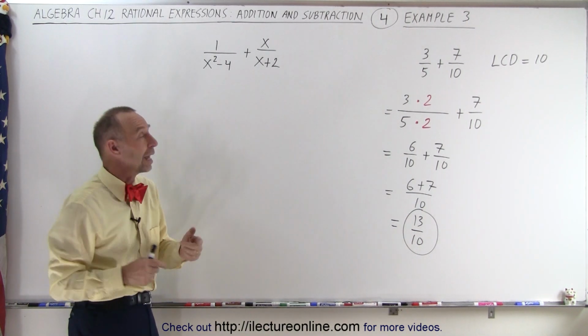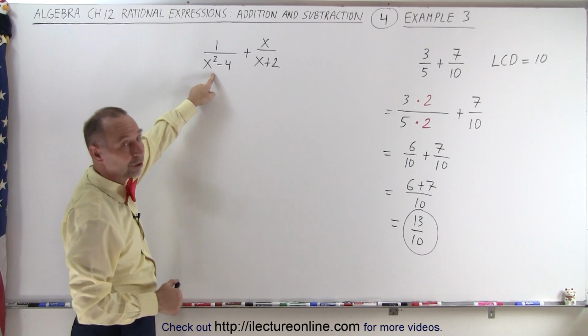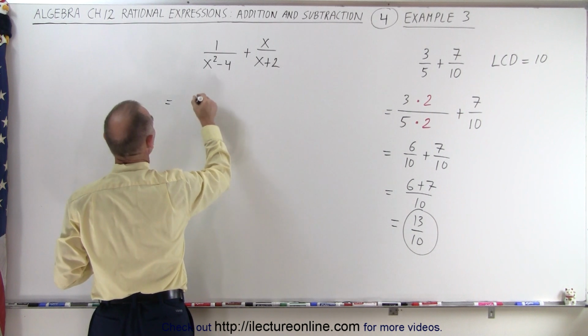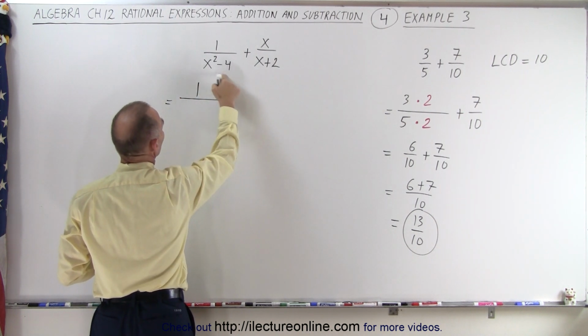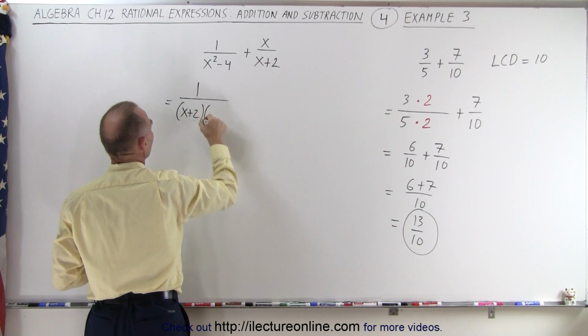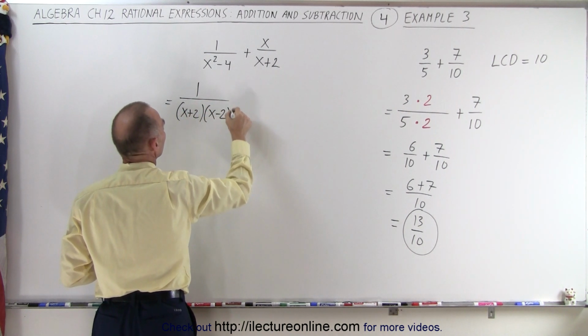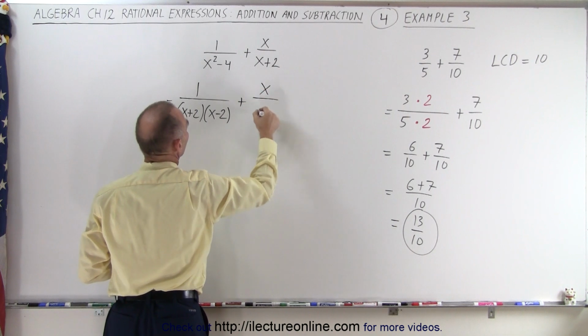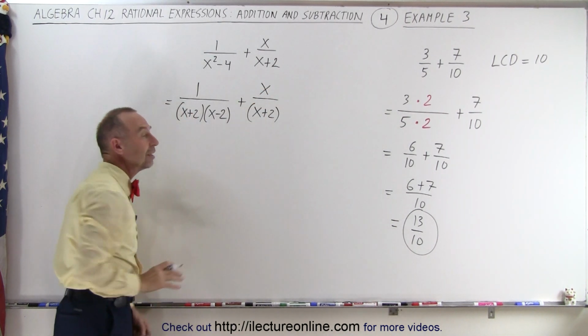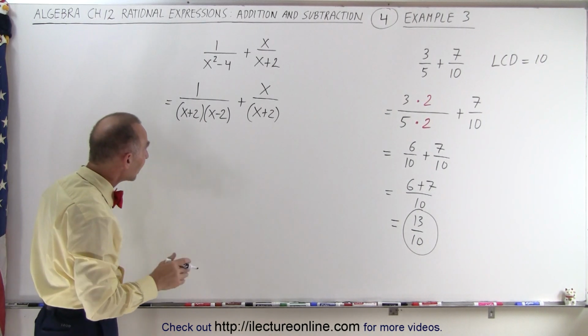But before we can do that, it looks like we need to factor the denominator on the left side. So let's do that first. This can be written as 1 over, since this is the difference of squares, x plus 2 times x minus 2, plus x over x plus 2. I'll put it in parentheses so it's easy to see how they're related.